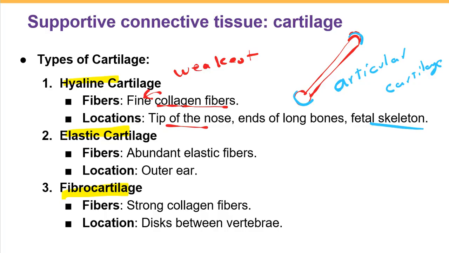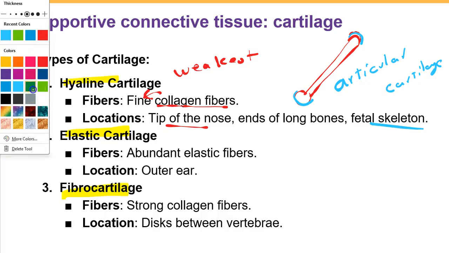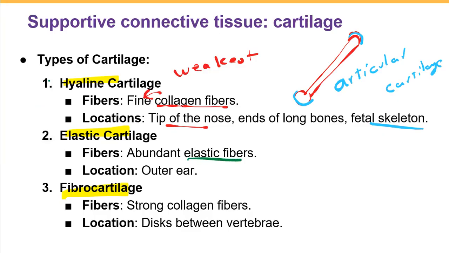How about elastic cartilage? As the name of this cartilage is descriptive, the matrix is full of elastic fibers. So it lets the cartilage stretch and recoil. As for location, your outer ear is elastic cartilage. But how about fibrocartilage? Fibrocartilage is the strongest type of cartilage in our body because it has many strong collagen fibers.